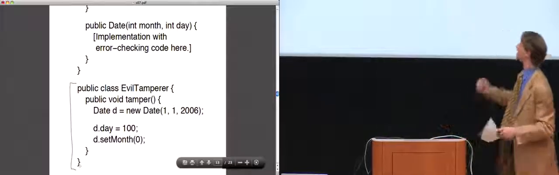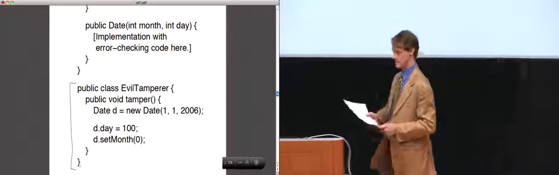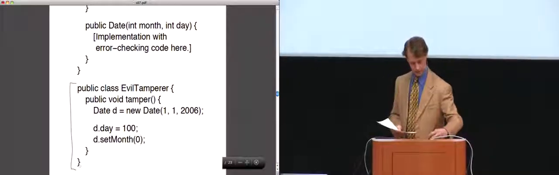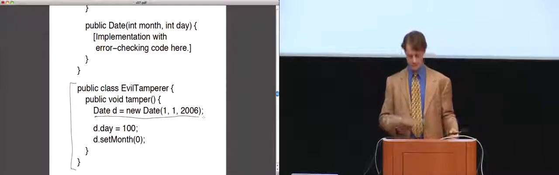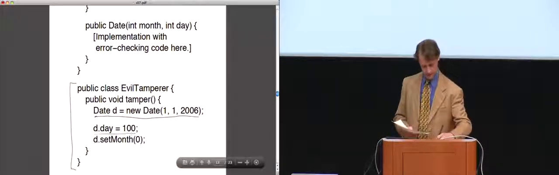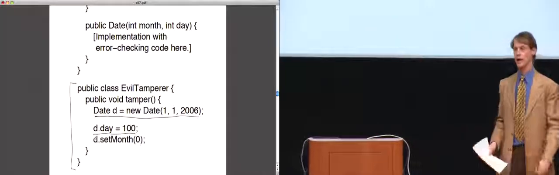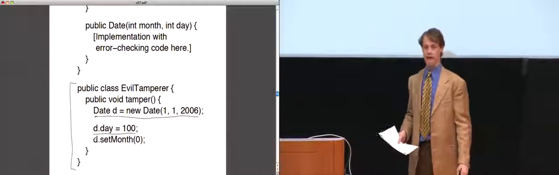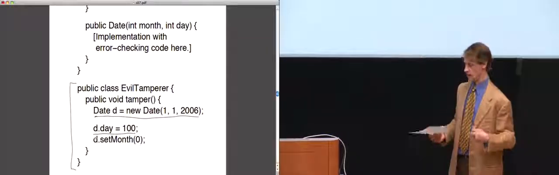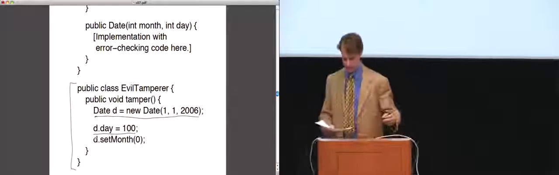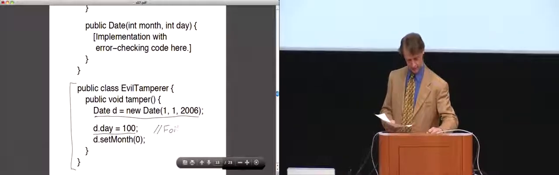And this class is called Evil Temperer, and its goal is to try to destroy dates and make them invalid. So what Snidely does is constructs a date and then tries to set d.day equal to 100 and mess up the date, but day is a private field. And so when you're outside of the date class, you not only can't change it, you can't even read it or know it exists. So Snidely's plan is foiled.